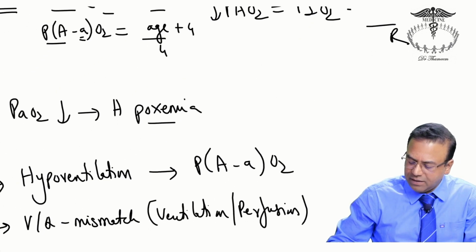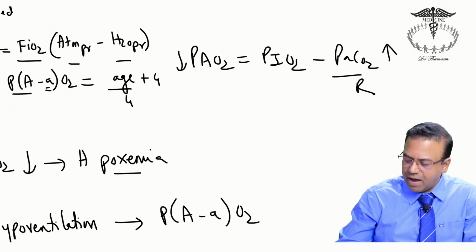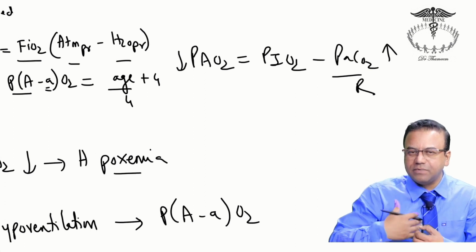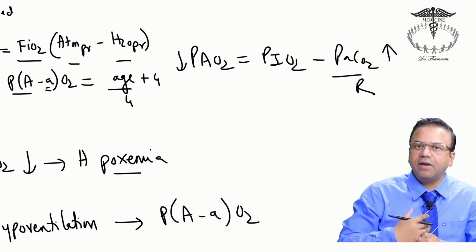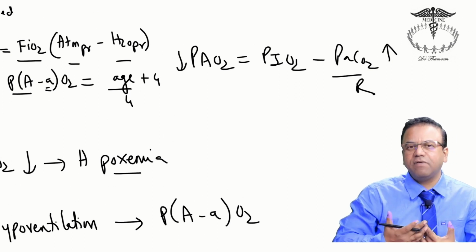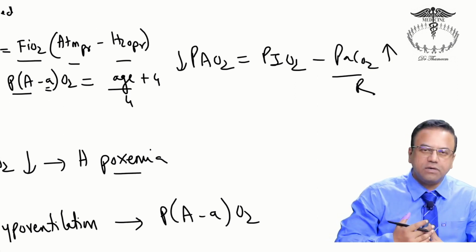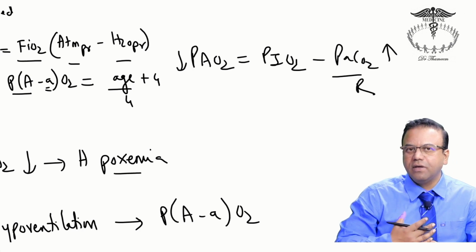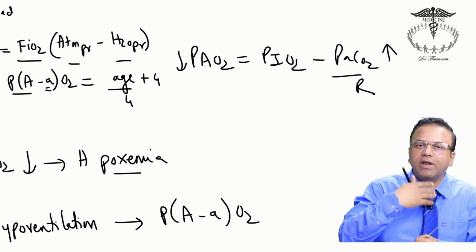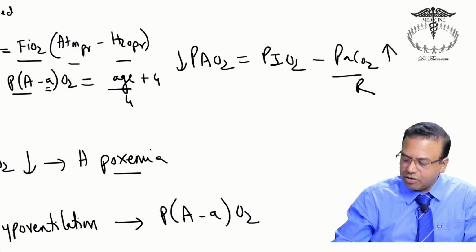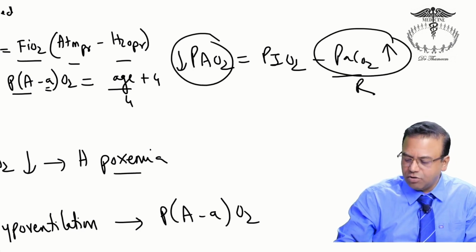So what we are seeing in this case is a higher carbon dioxide, because if air comes in and goes out, then only can carbon dioxide go out. But if there is no movement of air, either because of diaphragmatic weakness or chest muscle weakness or a central cause, whatever the reason, if alveoli are not inflating and deflating and air is not coming in and going out, then you cannot expect carbon dioxide to go out. Higher carbon dioxide that is built up naturally is going to cause lower alveolar oxygen.